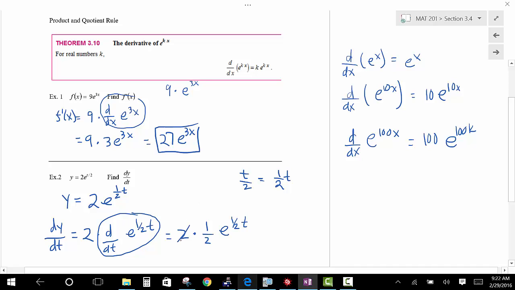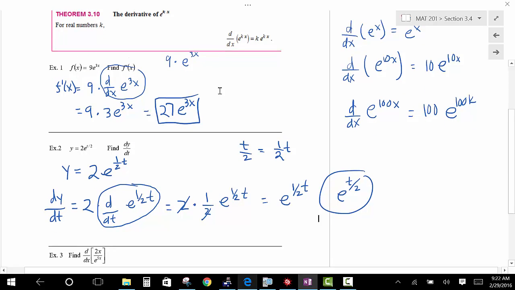Now the 2's cross out, so you would get an answer of e to the 1/2 t, which you can write that way, or you can write it back as e to the t over 2 if you want to. Like that. That'd probably be the best way to write that. Okay? All right. So that is a derivative rule for an exponential when you have a number in front of x. And that's how you handle that kind of thing.